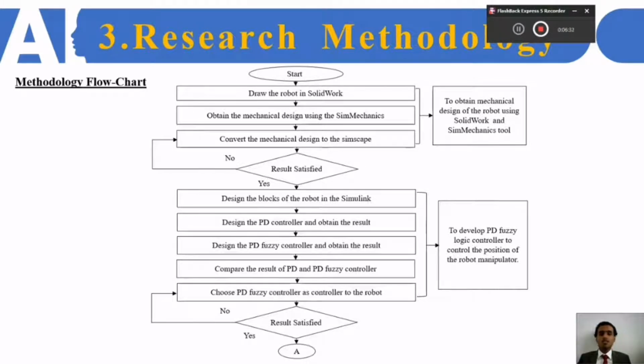I summarized all the points I will be talking about in the research methodology and how it can be achieved by each objective. The first objective is to obtain the mechanical design of the robot using SolidWorks and the SimMechanics tool. It will be achieved by drawing the robot in SolidWorks, obtaining the mechanical design using SimMechanics, and converting the mechanical design to Simscape to be used in Simulink.